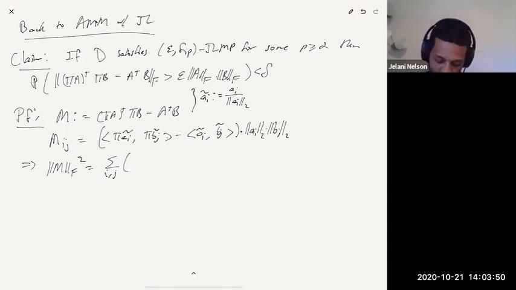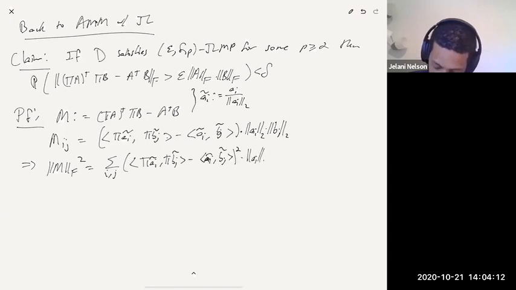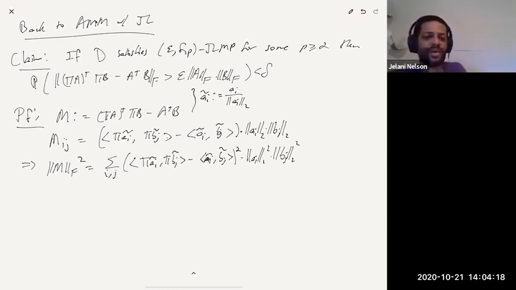So the Frobenius norm squared then is the sum over all ij of this thing squared, pi Ai tilde dot pi Bj tilde, minus Ai tilde dot Bj tilde, squared, times Ai L2 norm squared times Bj L2 norm squared. And kind of, why am I doing all of this? Where am I going?